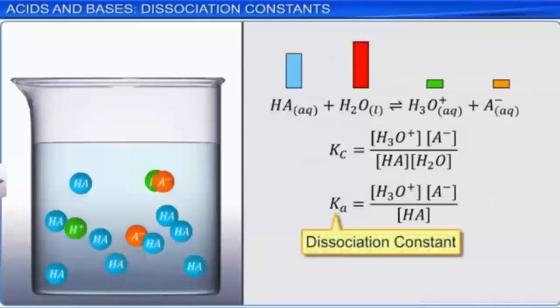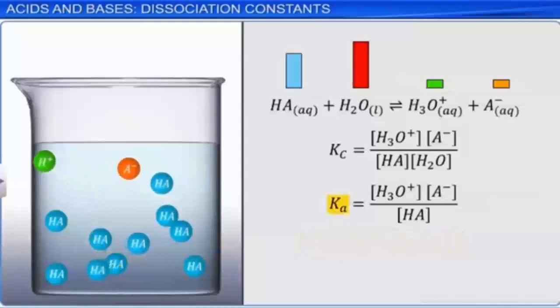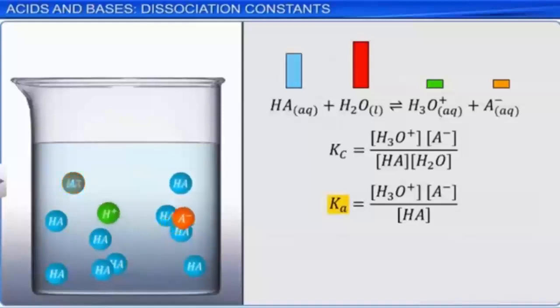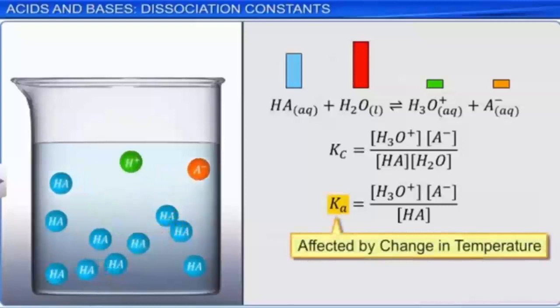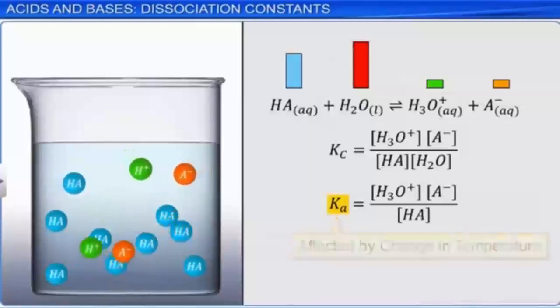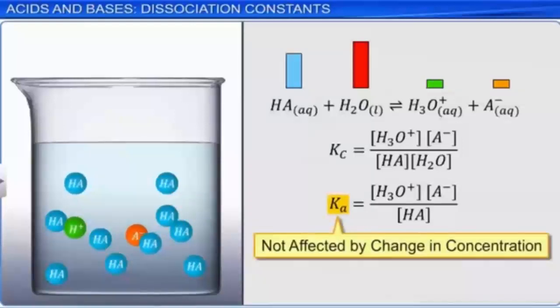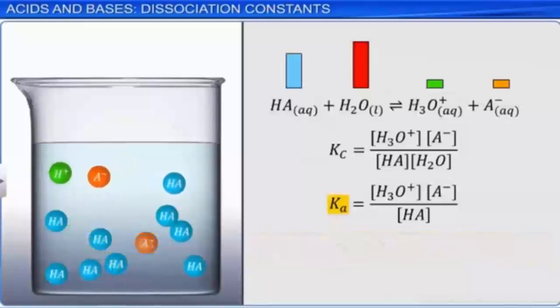As the dissociation constant is the equilibrium constant, it is affected only by a change in temperature and not by a change in concentration. Hence, the value of the dissociation constant provides the exact measure of the extent to which an acid is dissociated.